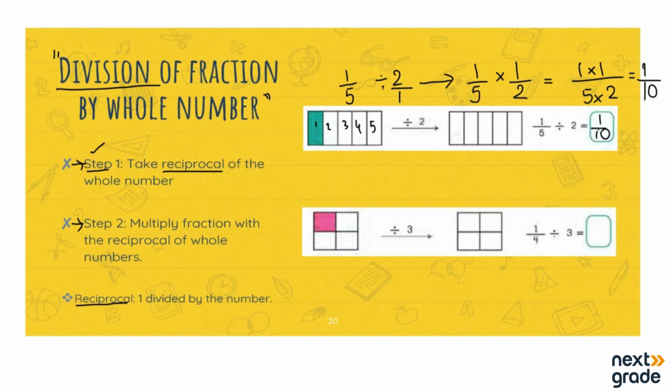Alright, let's look at another example. This is a square shape and one portion is colored, that means it's a fraction of 1/4. We have a whole number that we need to divide by, that is 3. We are going to change this whole number into a fraction, that is 3/1. Now we take its reciprocal, so 1/4 multiplied by 1/3.